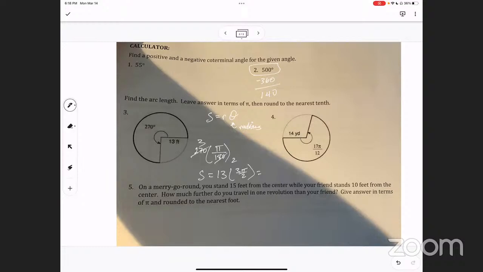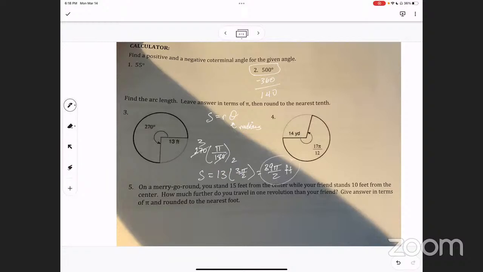Then it's going to be... Can I cancel these at all? Let's just multiply them. 13 and 3. 10 times 3 is 30. 3 times 3 is 9. So it's 39. 39 pi over 2 feet is your answer.